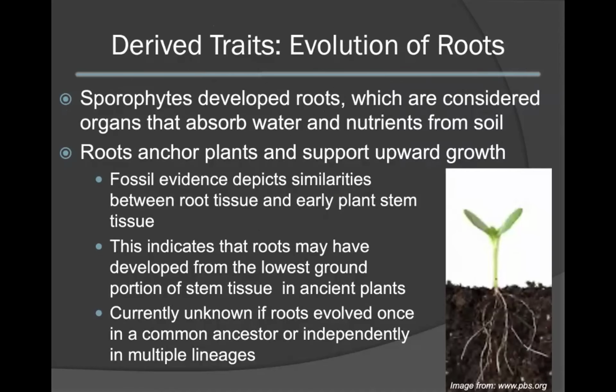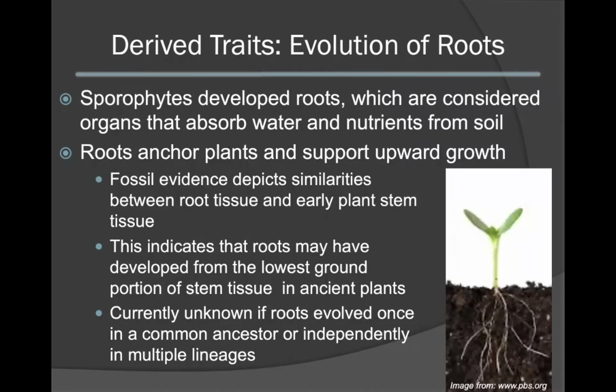Another derived trait in vascular plants is the evolution of roots. Sporophytes, because they were independent, developed roots. These are considered to be true organs that absorb water and nutrients from the soil. Roots also serve to anchor plants and provide support for upward growth.